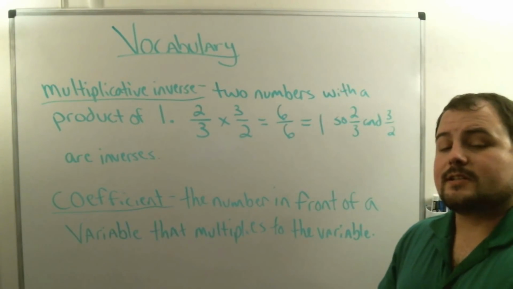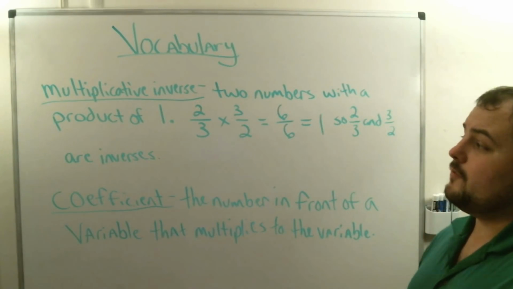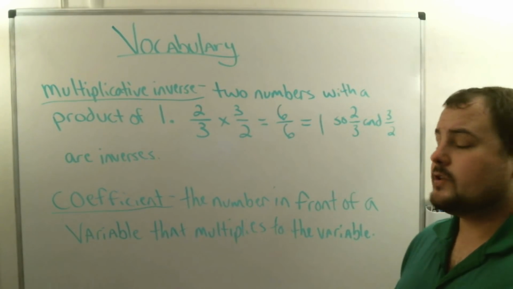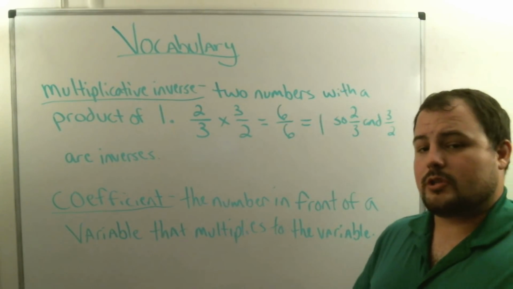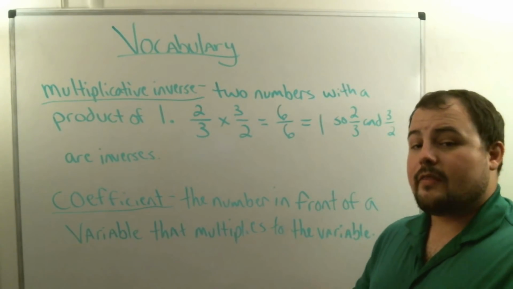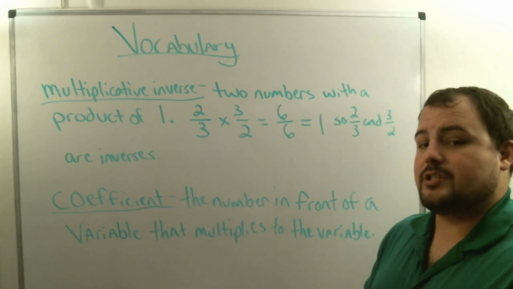For our vocab in this lesson, we have two vocab words. The first vocab word is multiplicative inverse. Multiplicative inverses are two numbers with a product of 1. So when we take two numbers and multiply them together and we get 1, they have to be multiplicative inverses of each other.